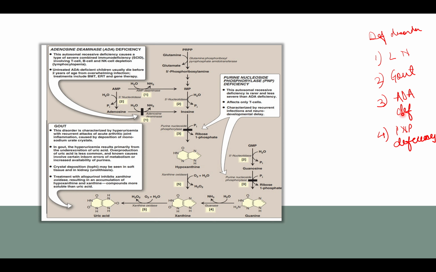ADA deficiency causes SCID and children die within 2 years of age. In PNP deficiency, only T cell is affected, and it is also characterized by recurrent infection and neurodevelopmental delay. We have discussed Lesch-Nyhan, we have discussed ADA, and we have discussed PNP deficiency. Gout is something which is very important from exam point of view, so we'll be discussing in detail further on. Okay? Thank you.